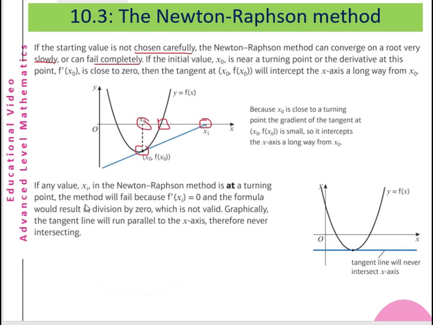If any value xi in the Newton-Raphson method is at a turning point, the method will fail because f'(xi) is equal to zero.